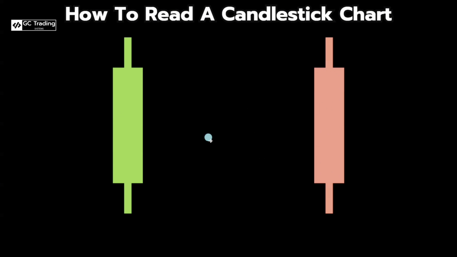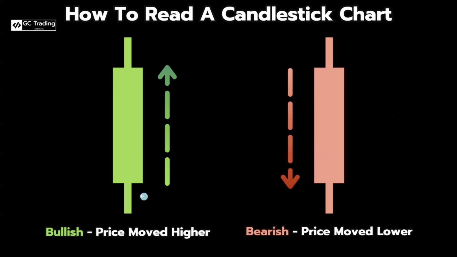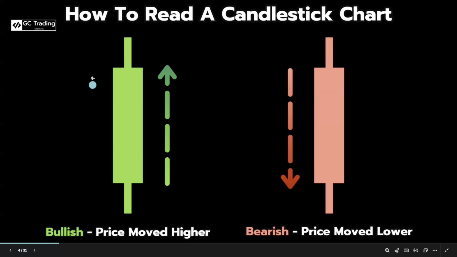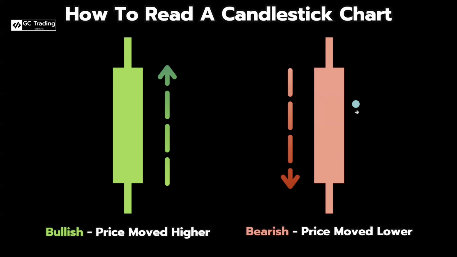Right here we have two candlesticks: a green candlestick and then a red candlestick. They look exactly the same, the only difference is they are different colors. So what is the difference? Well, one of them is a bullish candlestick, which means that price moved higher. Price went up. And this red candlestick is bearish, which means that price moved lower.